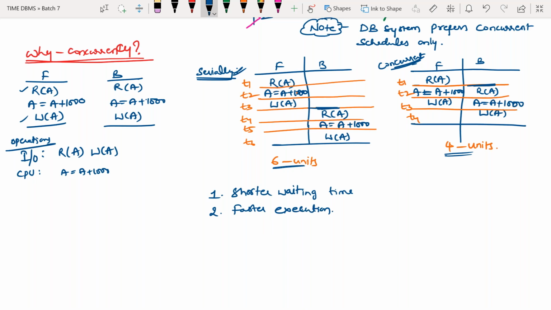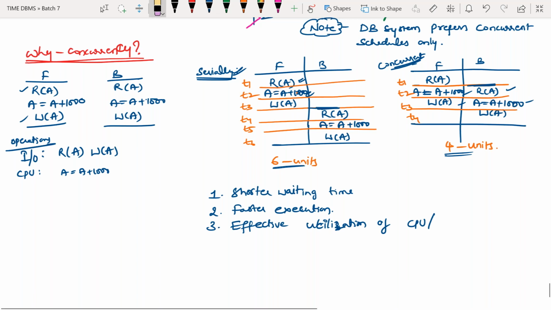In serial execution, only an IO operation or a CPU operation is executing at a time. But here, IO and CPU are executing simultaneously, which means better utilization of resources is possible. Third one, effective utilization of CPU and IO resources. So these are the three major reasons why concurrent schedules are preferable over serial schedules.